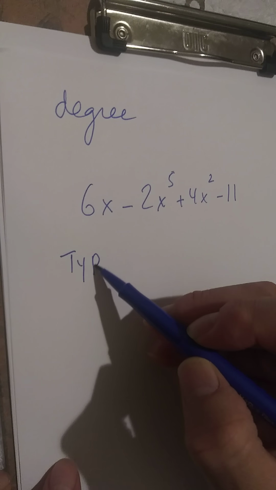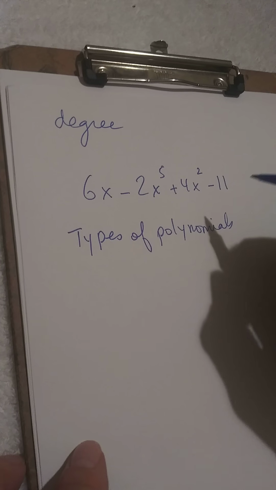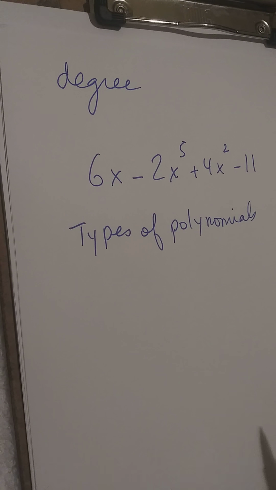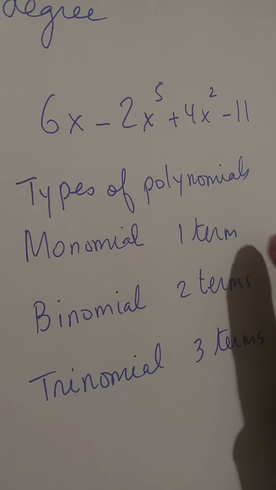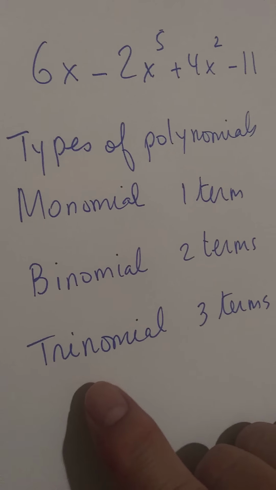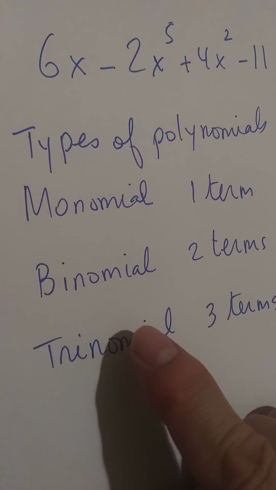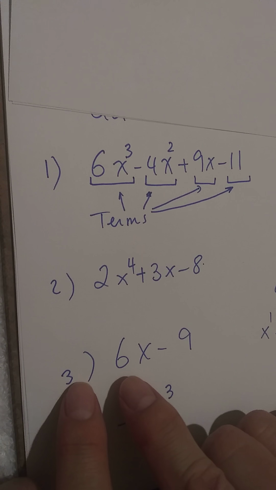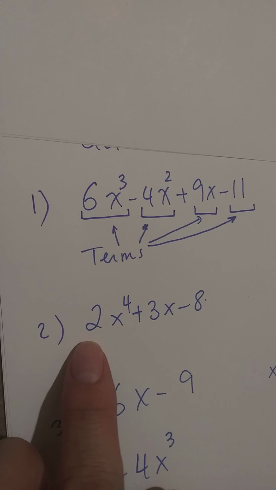Next, we're going to discuss the types of polynomials. We have monomials, binomials, trinomials, etc. A monomial is a polynomial with 1 term only, so 1 group. A binomial has 2 terms and a trinomial has 3 terms. Those are the prefixes mono, bi, and tri. Okay. In these examples from earlier, example 4 would be a monomial. 6x minus 9 would be a binomial. And 2x to the 4 plus 3x minus 8 is a trinomial.